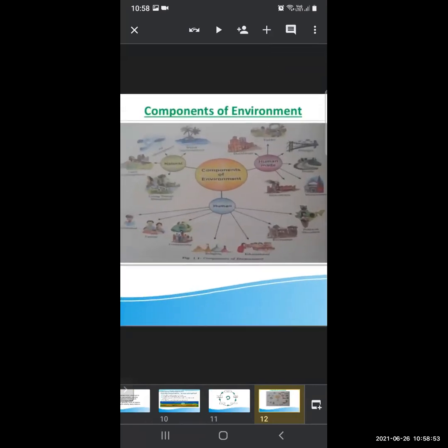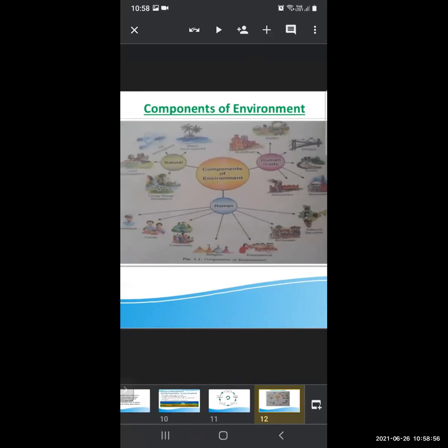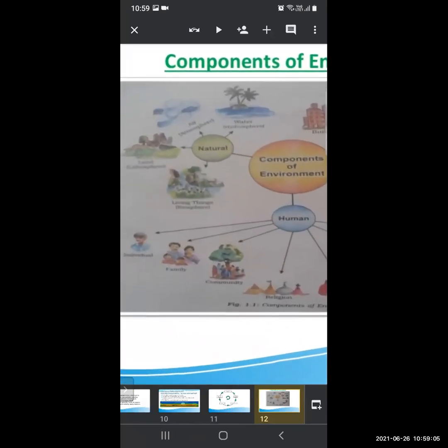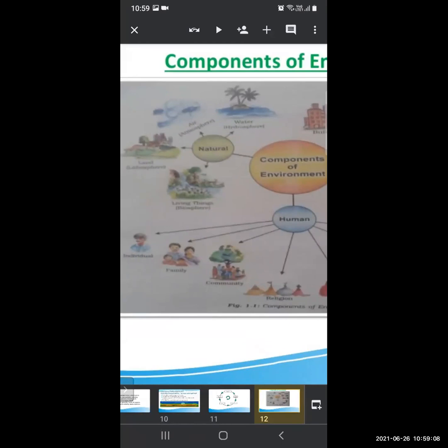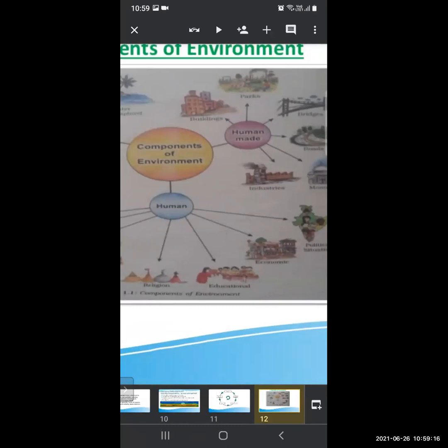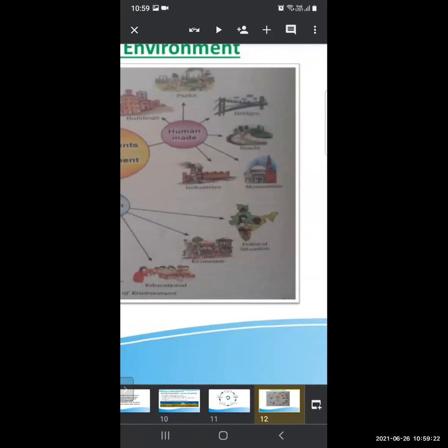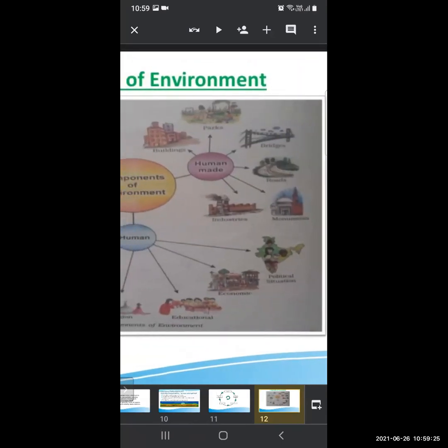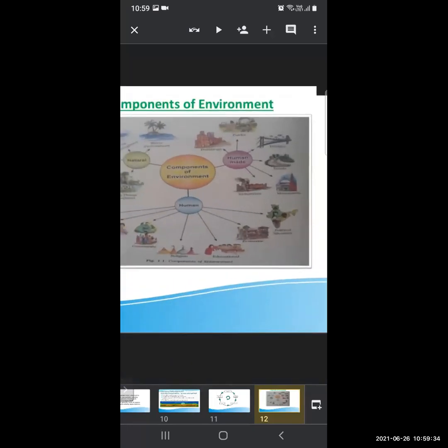Now what are the components of environment? Natural and human made. Natural, you will see the water, air, living things. But human, individual, then family, community, religion, environmental, then economic and political situation. Now, what is human made? Buildings, parks, bridges, industries, and monuments. So these are the components of environment.